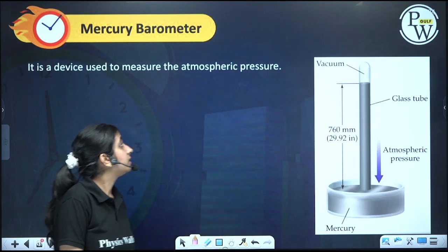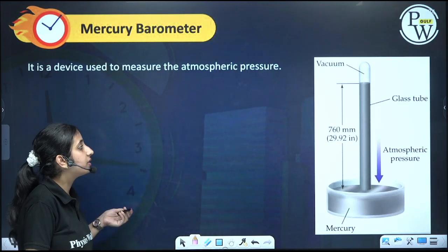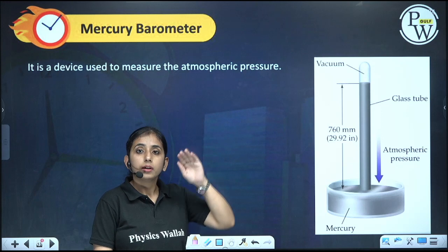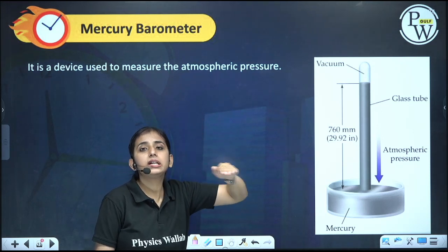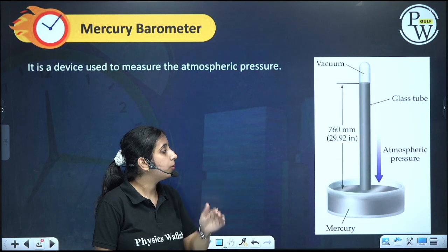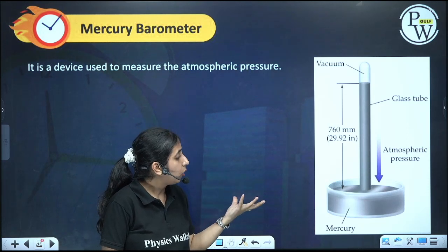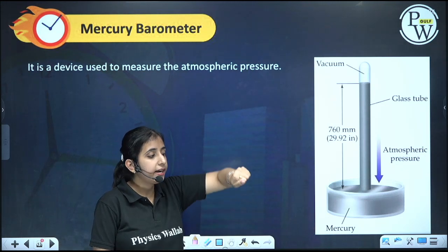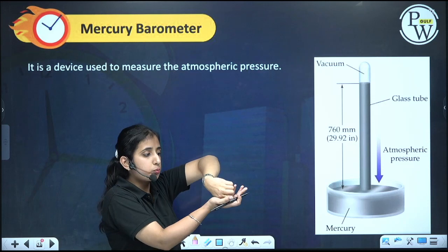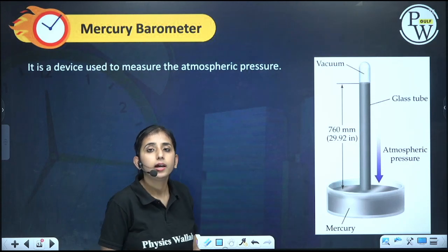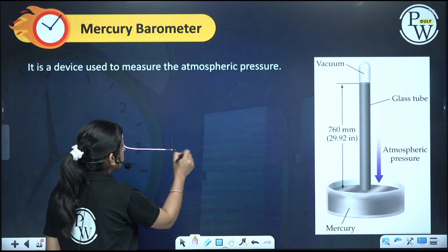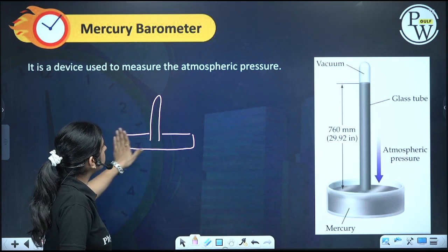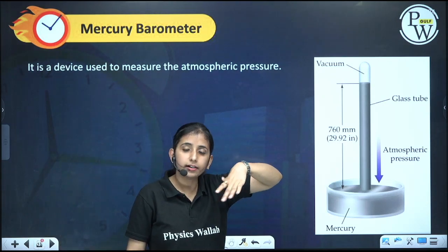Now let us see what a mercury barometer is. This was developed by Torricelli. He took a clean glass tube and filled it completely with mercury up to the brim. He also took mercury in a dish, closed the glass tube with the thumb, inverted the glass tube into the dish, and then released the thumb.